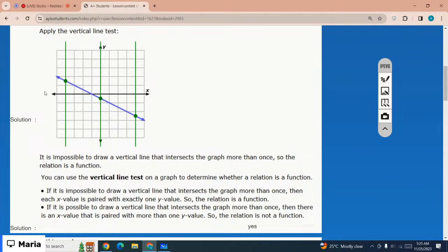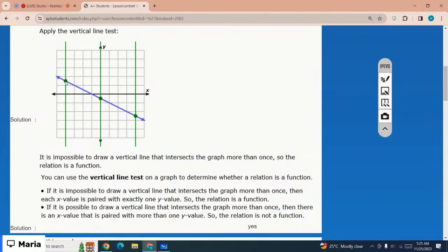You can use the vertical line test on a graph to determine whether the relation is a function. If it is impossible to draw a vertical line that intersects the graph more than once, then each x value is paired with exactly one y value. So the relation is a function, right? Because each line intersects the graph at one point. That means for each value of x, there is only one value of y. So yes, that is a function.